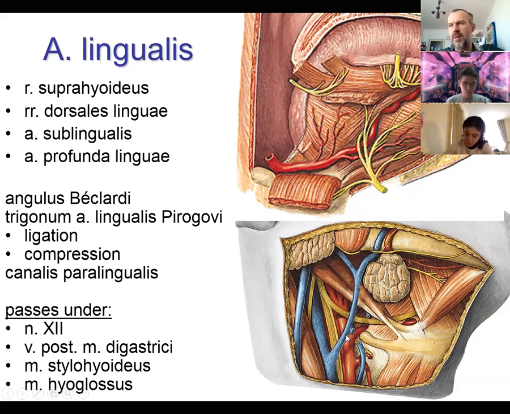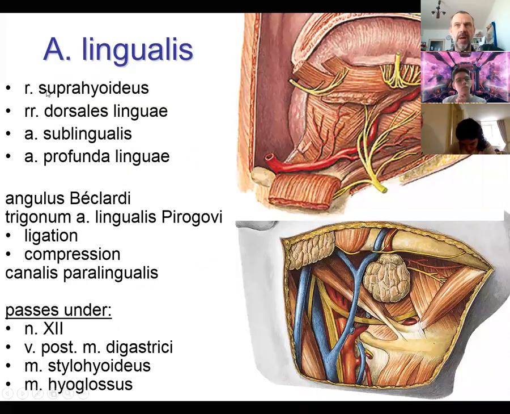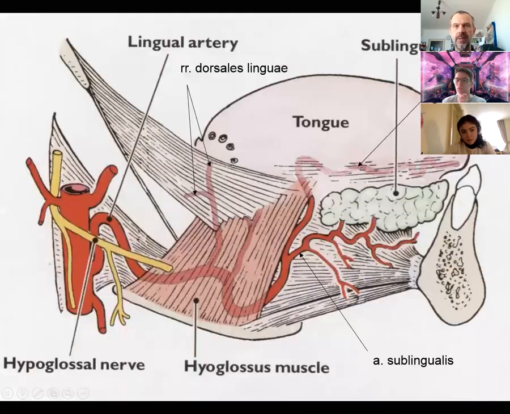The lingual is visible only partially, and then it's hidden by muscles. We can see here the hyoglossus, and it's hidden behind the hyoglossus muscle. So it gives some branches. We can see here the infrahyoid branch was branched from the superior thyroid artery. The suprahyoid branch is branched from the lingual. And then it supplies the tongue with three branches: the dorsal, sublingual, and deep. You can see it nicely here.